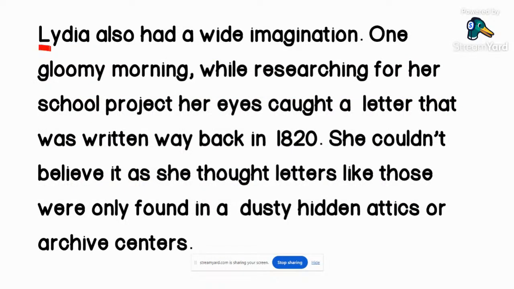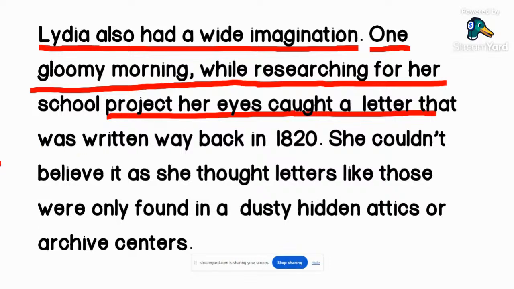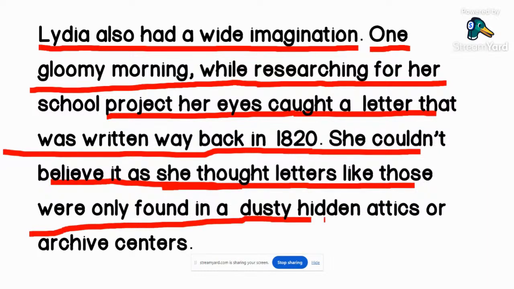Lydia also had a wild imagination. One gloomy morning, while researching for her school project, her eyes saw a letter that was written way back in 1820, with current believe it as he thought letters like those were only found in the hidden attics or art center.